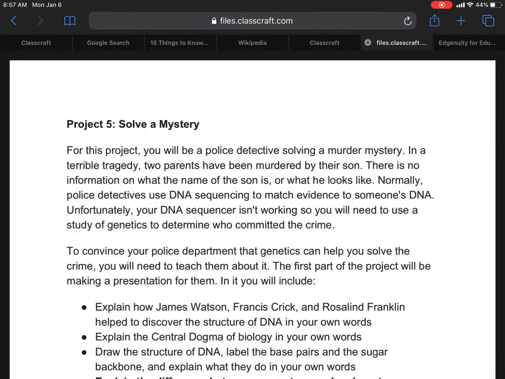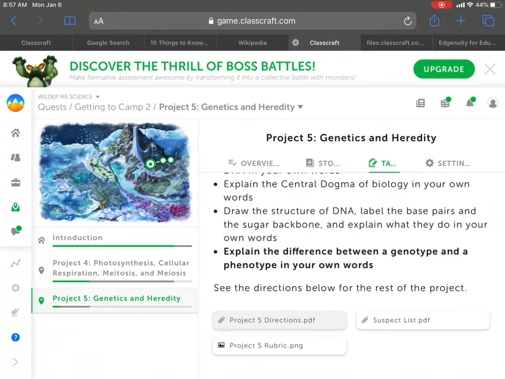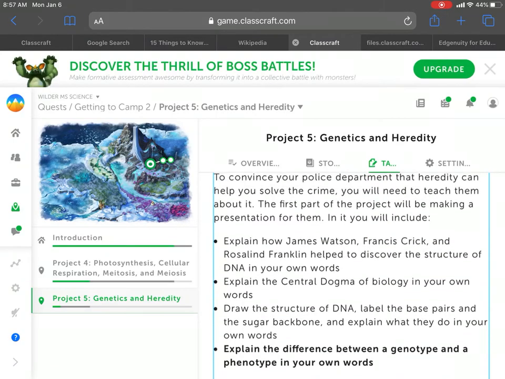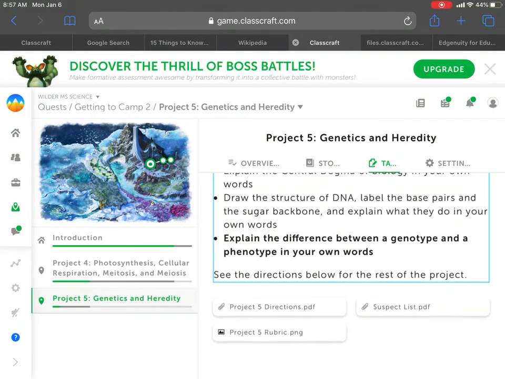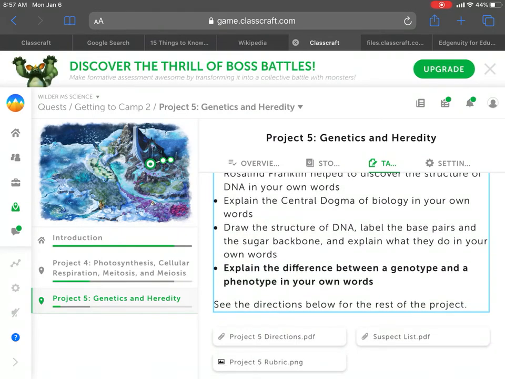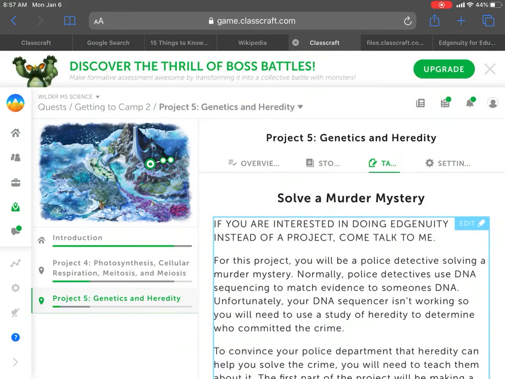Okay guys, welcome to Project 5, solving a murder mystery. So the directions for this project are found where they are always found on Classcraft underneath the task section. And you can just find them by clicking on directions. And I'll just go over them really fast with you.